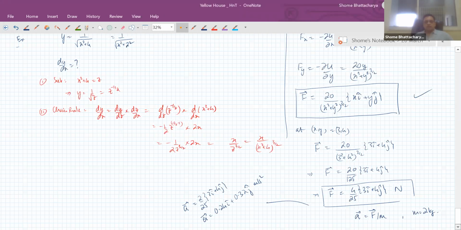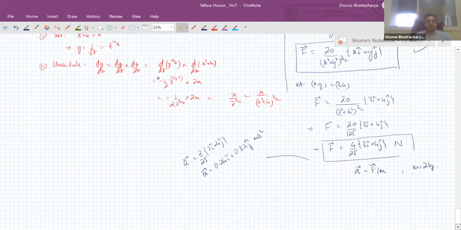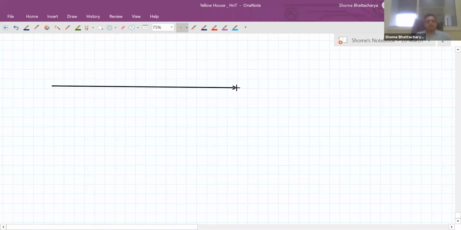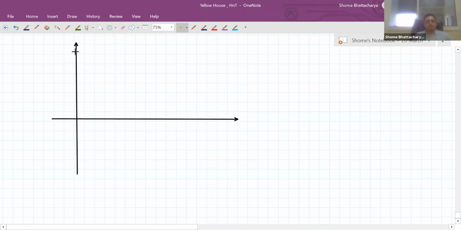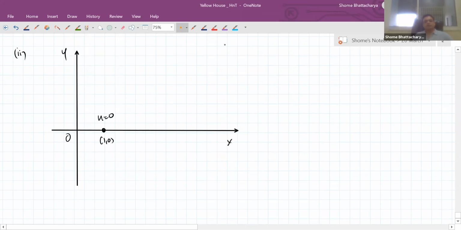Okay, now the second part, we are releasing the particle from the point on the x-axis (1, 0). So to understand the direction of motion, first of all, the particle is released from here at (1, 0) from rest. So to understand the direction of motion, we have to understand the direction of force. So force in general, we had just now seen, was this.